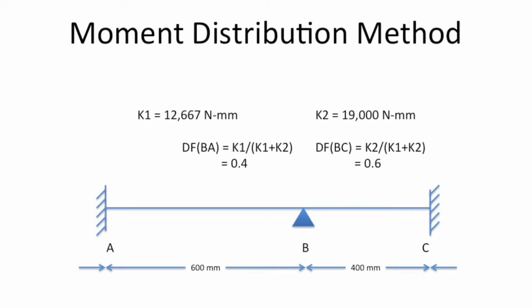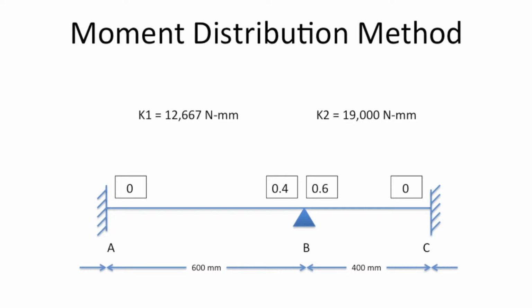The next step is to determine the distribution factors at each support. These factors are determined by dividing the stiffness for the beam of interest by the sum of stiffnesses at that location. For example, distribution factor BA is given by dividing the stiffness of span AB by the stiffness of span AB plus the stiffness of span BC. These factors will tell you how much of an applied moment will be carried by each span. Here is a summary of the distribution factors.